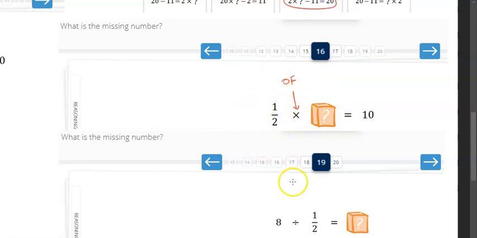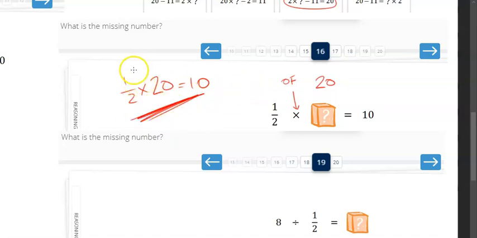Whenever you see a fraction times, think of the word of, and this will make complete sense. Half of a certain number is equal to 10. Well, the only number that can work for it is 20, isn't it? Half of 20 is equal to 10. Now, if you were to put half times 20 into your calculator, you should get the answer of 10. So I always think of times as the word of, and this will make sense.